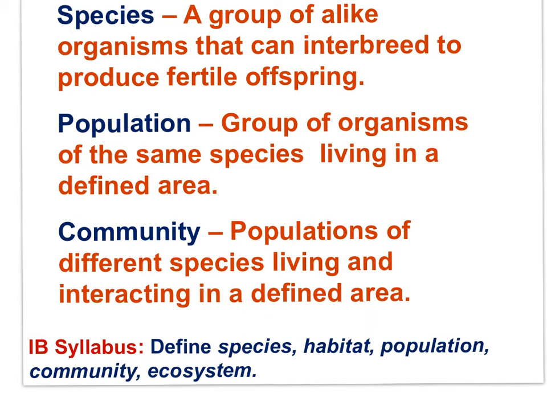Here are the definitions of species, population, and community. Species, a group of alike organisms that can interbreed to produce fertile offspring. A population, group of organisms of the same species living in a defined area. And community, populations of different species living and interacting in a defined area.